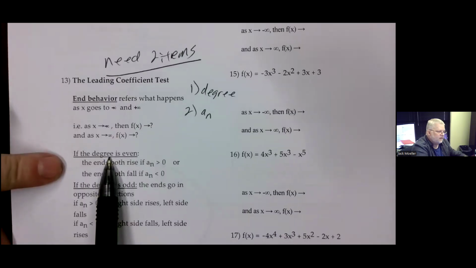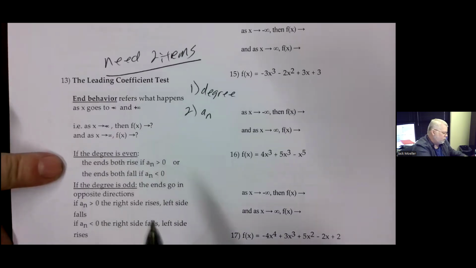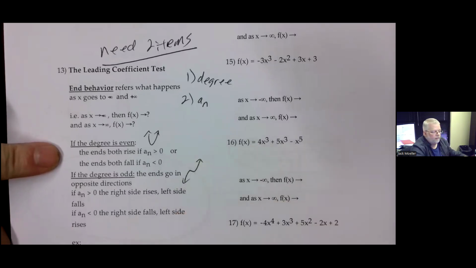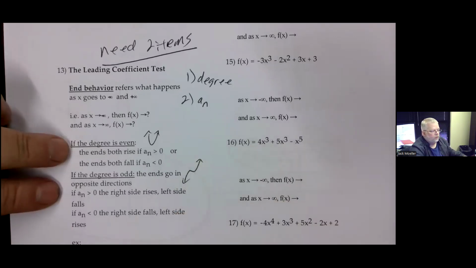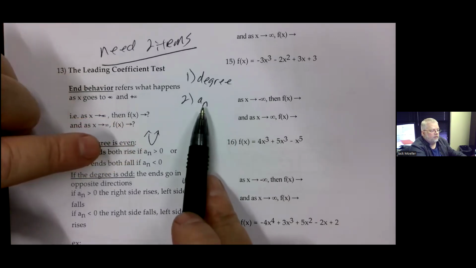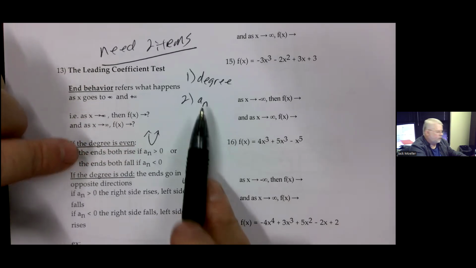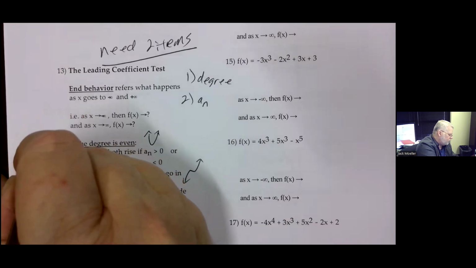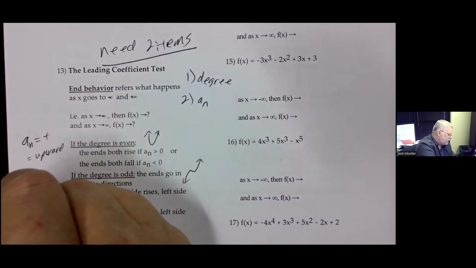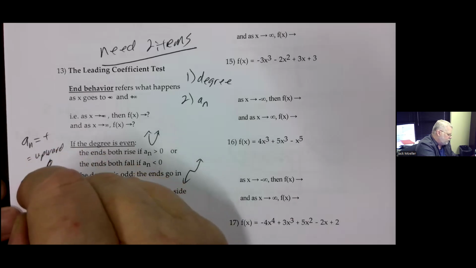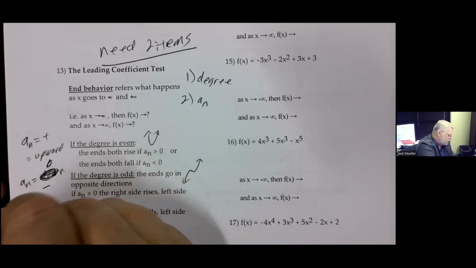So if the degree is even, then we're going to have a parabola shape. If the degree is odd, we're going to have an S shape. So that's why you need the degree, to know which one of those 2 it is. And then the leading coefficient tells us if it's up or down. If the leading coefficient is positive, it's upward. If the leading coefficient is negative, then that's a flip down. So it's downward.